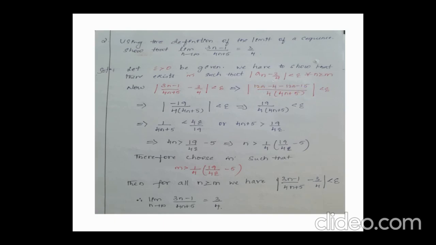Now 12n and 12n will be cancelled. So minus 4 minus 15 is minus 19. So we get minus 19 divided by 4 into 4n plus 5, which is less than epsilon. Now negative number under modulus, it becomes a positive number. So we get 19 divided by 4 into 4n plus 5 is less than epsilon.